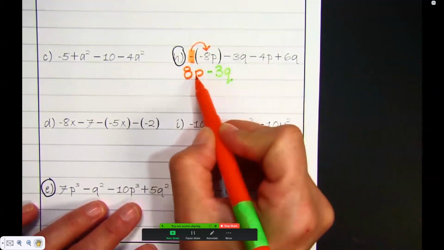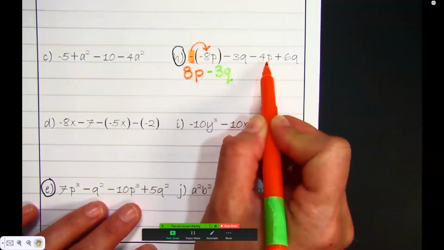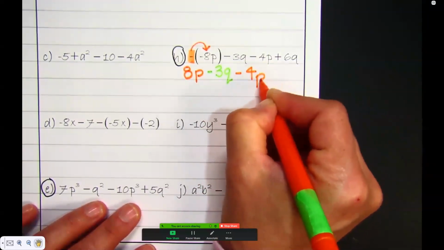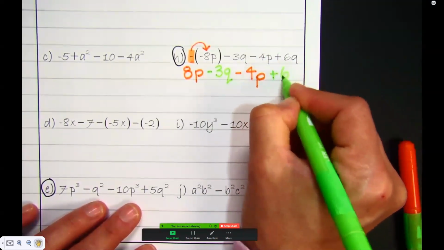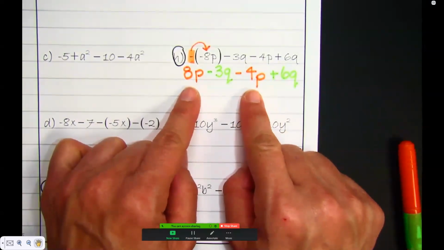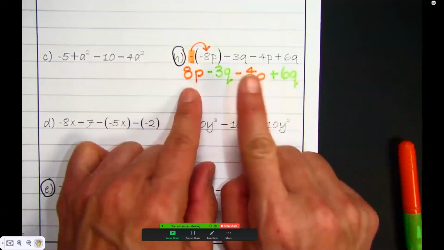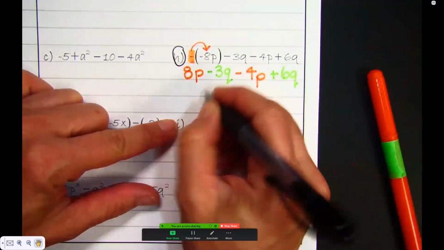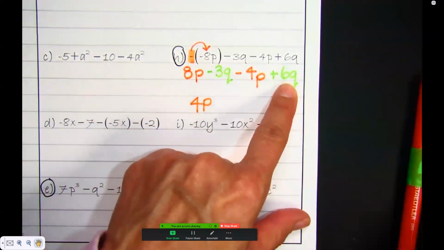I'm going to grab my same color pen as the 8p, because that 4p has the same variable part, and that's not a 4p, that's a -4p. So even the minus sign is in the same color. And then plus 6q, that's a q. So I'm going to combine my like terms. So y'all, this is going to be a positive 4p plus 3q. So that's going to cancel out 4 of those positives there. So we're going to have 4 positives left over. So 4p plus 3q.